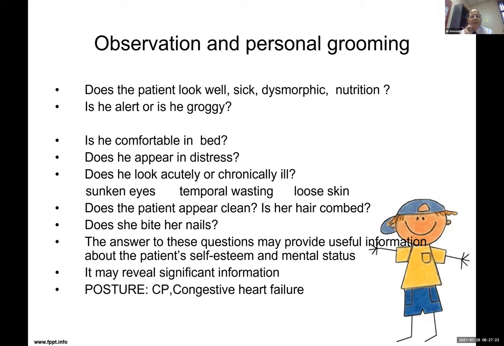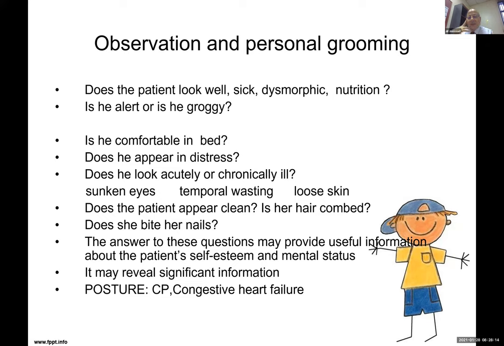So here we must check for the sunken eyes, the loose skin like that. Does the patient appear clean or not? It's very important. It's about the care, because you must keep in mind that child abuse can start from neglect. This is level one of child abuse. It is neglect: the child's appearance isn't well, his clothes are not clean. It is very important, okay? You must check if the child looks irritable, biting his nails or like that. The answers to the questions may provide useful information about the patient's self-esteem and mental status, okay? If you're asking some questions, try to see his self-esteem and mental status.